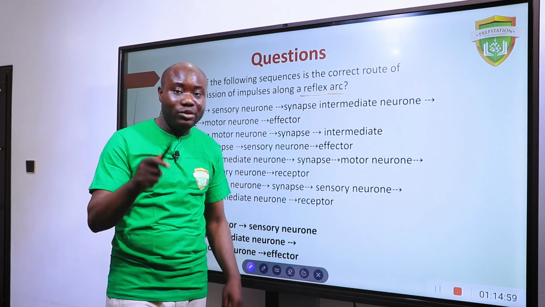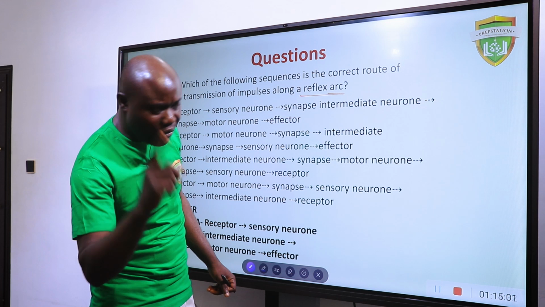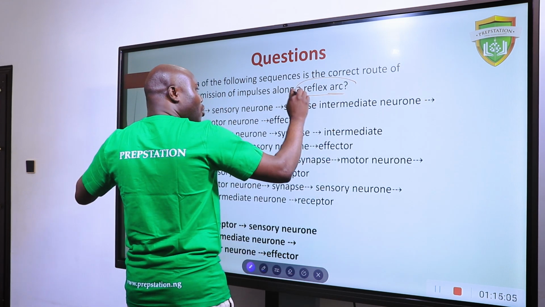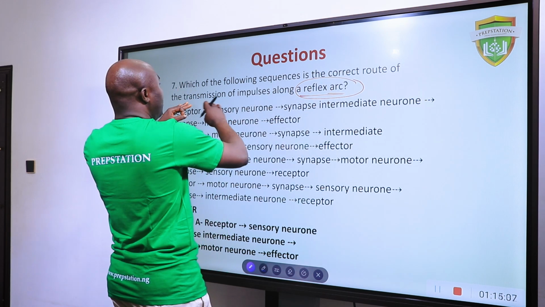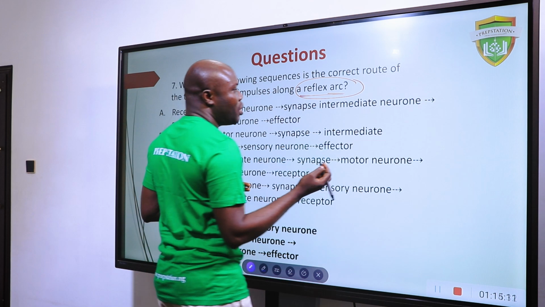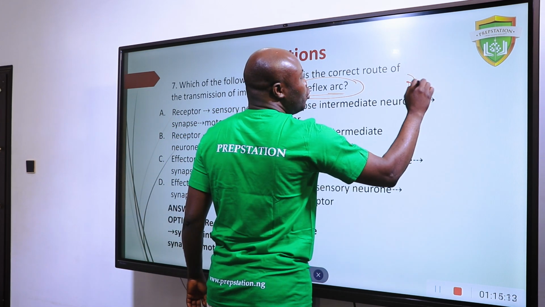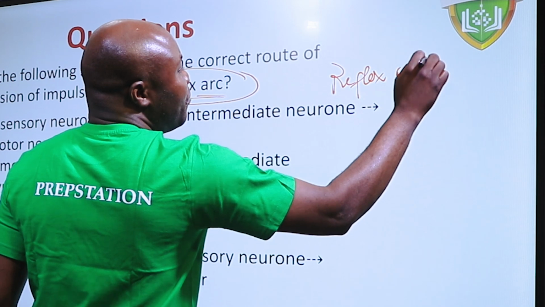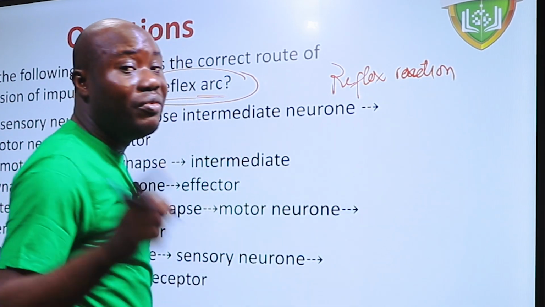Why do you have to react quickly? Because it is important for survival. So we are looking at the movement of our impulses if it were a reflex reaction. So what am I talking about? A reflex reaction does not involve the brain. You get? A reflex reaction doesn't involve the brain.